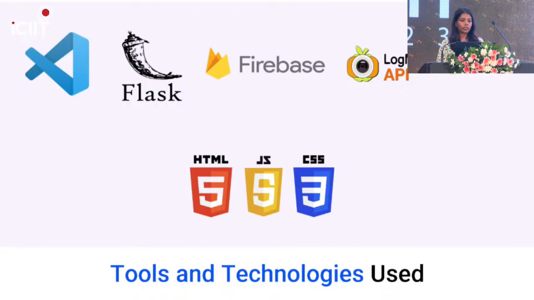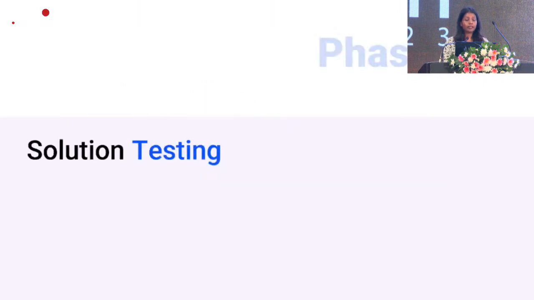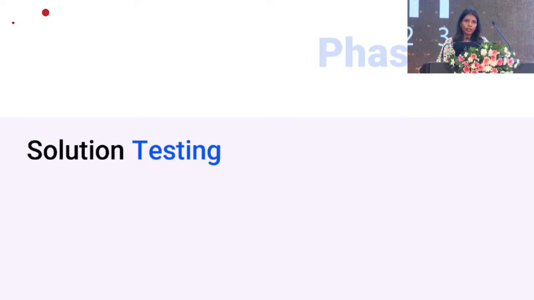So talking about the solution development, Python Flask was used for development purposes and Firebase was used for the databases. I've also used HTML, JS, and CSS for the front end. I've also used APIs such as the Logmeal API and Nmem API for food recommendation purposes. So talking about solution testing, technical testing was performed, so black box testing was done. And the test results were positive and to the expected level.